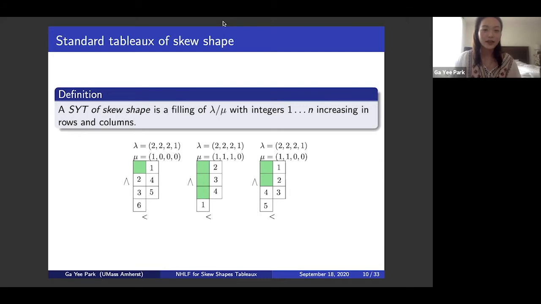Yeah, so the first one is a Standard Young tableau of this shape. You fill it up to 6, not 7. The second one also is increasing by rows and columns. And then the third one is also a Standard Young tableau for this shape.